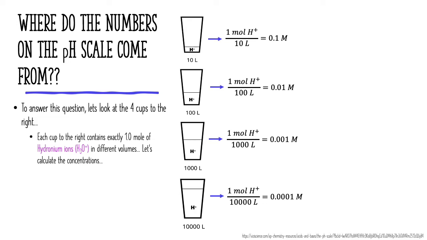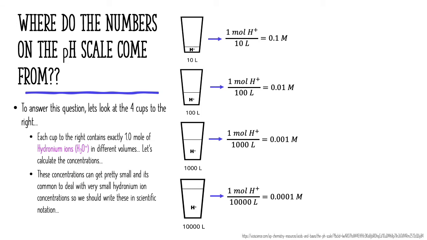All right, so now I've calculated the concentrations, and remember in chemistry we use molarity as concentration. And so here I can see that as I move down from one cup to the other, my concentration gets smaller and smaller and smaller. And if we kept going, it would get even smaller. And in chemistry, it's really common to deal with really tiny concentrations of hydrogen or hydronium ions. And so in order to make these a little easier for us to deal with as far as calculations and thinking about the numbers themselves, we're going to go ahead and write these in scientific notation. So here they are written in scientific notation.